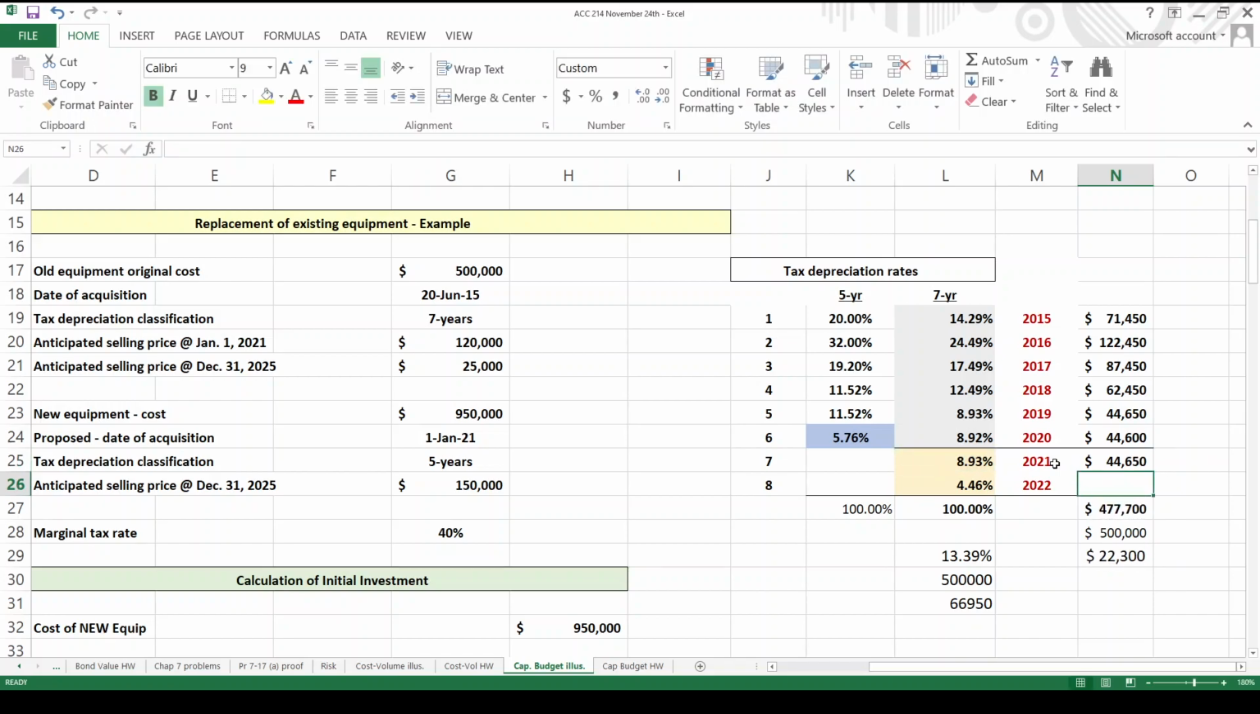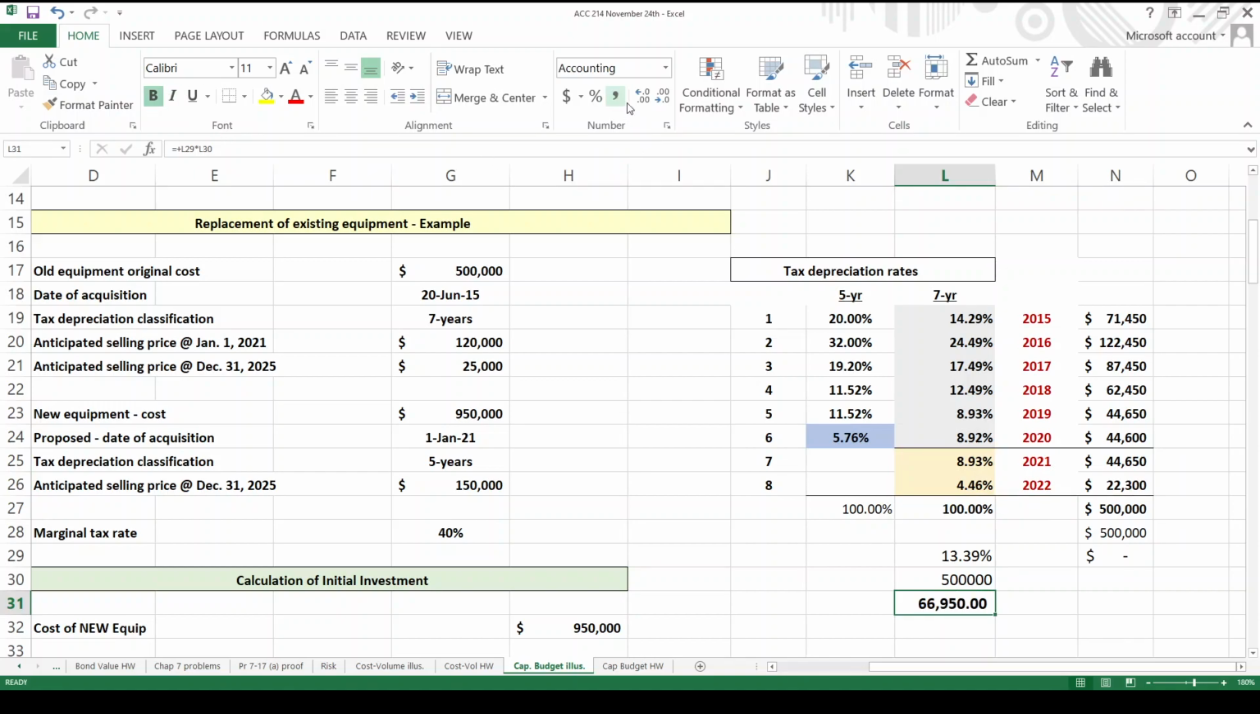times 8.93. And this is $500,000 times 4.46. I think I left a zero out. There you go. That's how it works. The observant student will note there's no salvage value, right? You just take whatever the cost of the asset is and you start multiplying away. And as we sit there at the precipice of 2021, this is how much the old equipment's tax basis is.